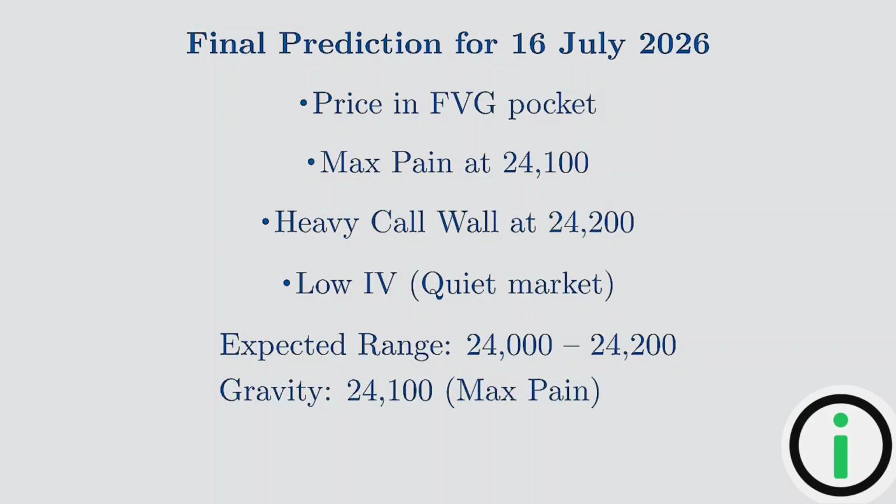A clean break of 24,200 is unlikely without a fresh, unexpected catalyst. On the flip side, a clean break of 24,000 would be the only reason to look for a slide toward 23,884.70. That wraps up our analysis for today. Remember, trading involves significant risk, and this analysis is for educational purposes only and not financial advice.